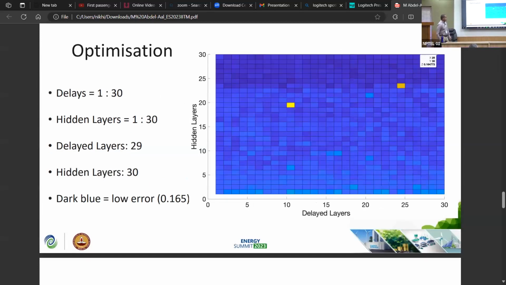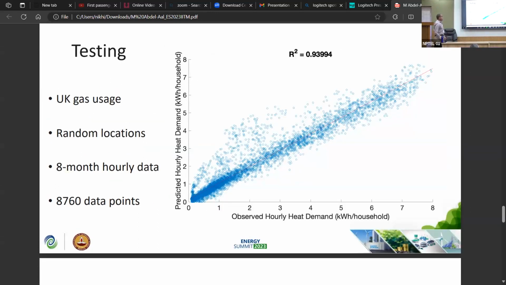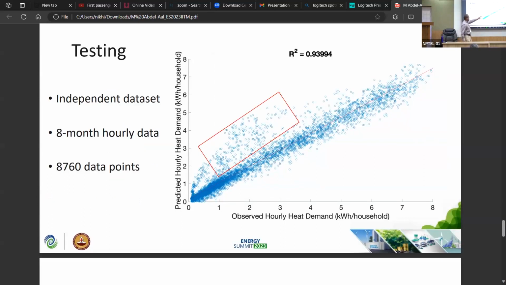You get 0.165 error. So the darker the color, the less error. And that's what happened between 29 and 30. So using these optimum values, you get this plot here where R squared is also relatively high, I would say. But we have an area here with outliers, and these need further investigation.